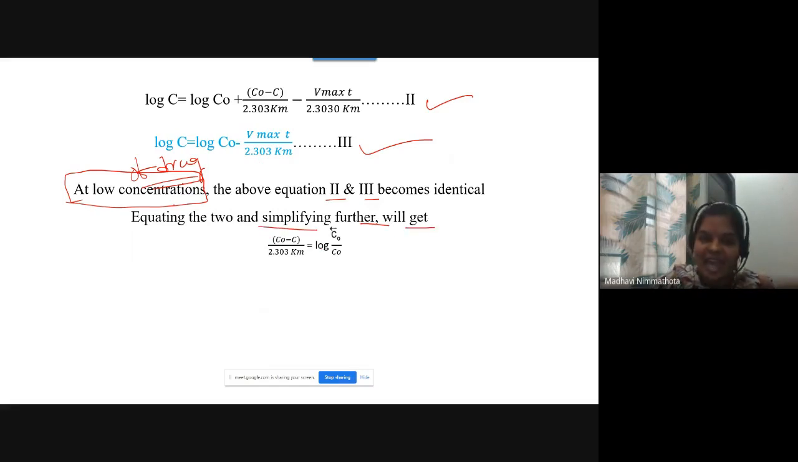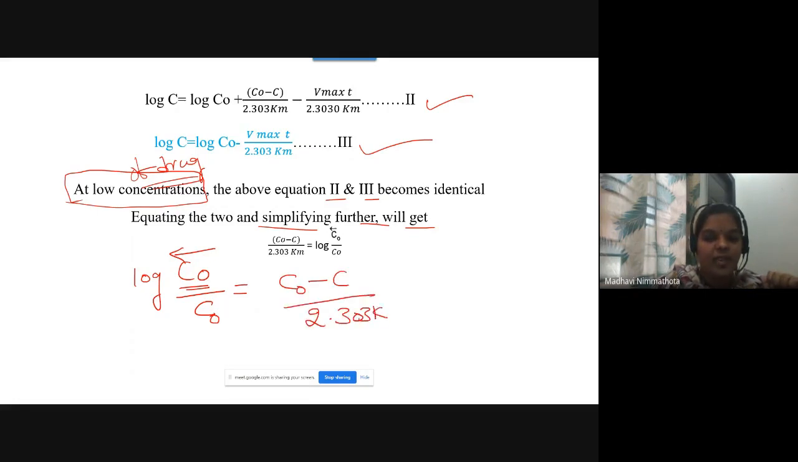Then we will get log of C0 by C. Here our C0 value is the back-extrapolated plasma drug concentration. This is the normal C value and this is the back-extrapolated C0 value. That equals C0 minus C by 2.303 Km. Then what happened to these parameters? These two are the same, so these two will get cancelled.